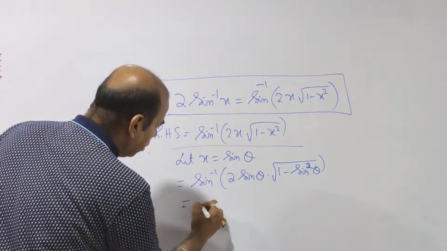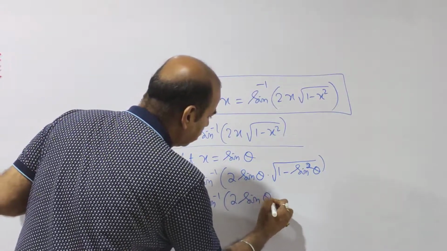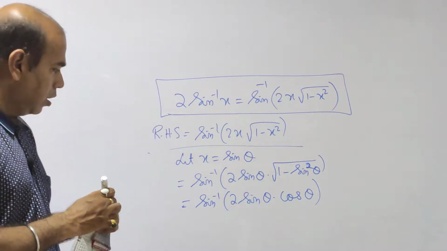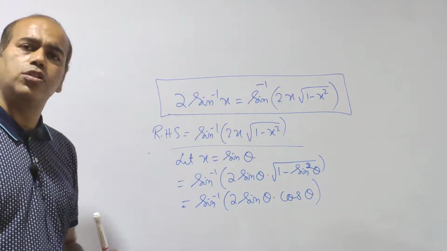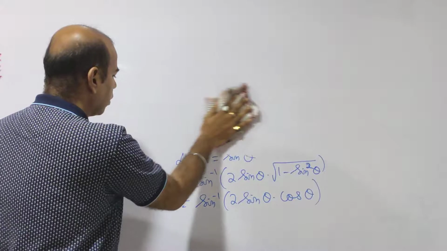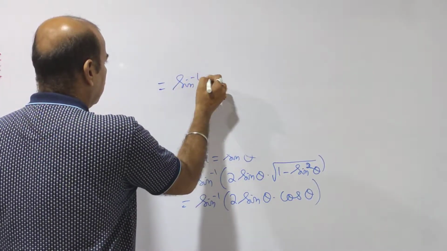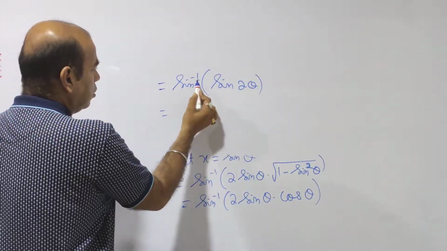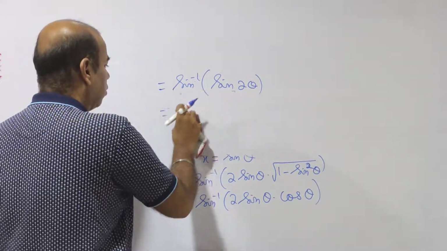That means this is sine inverse 2 sine theta into cos theta. Now 2 sine theta cos theta is sine 2 theta. That means it is sine inverse sine 2 theta. So this is sine inverse and sine, which means it is only 2 theta now.